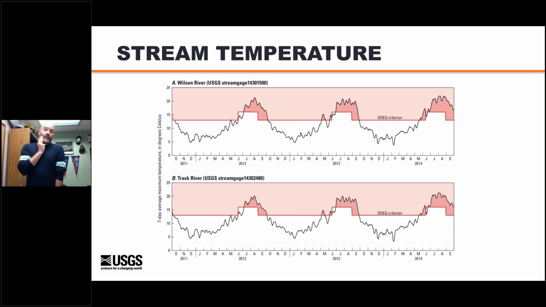Well, for both of the streams, if we're concerned about them being temperature impaired, it looks like they were. So each fall, looking at the letters here, those are the months from January through December.